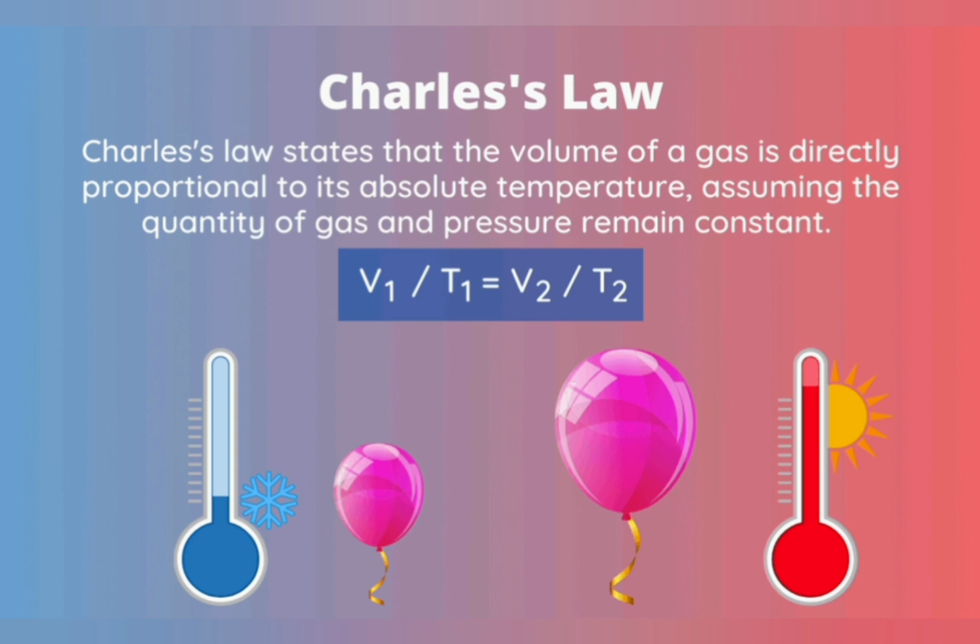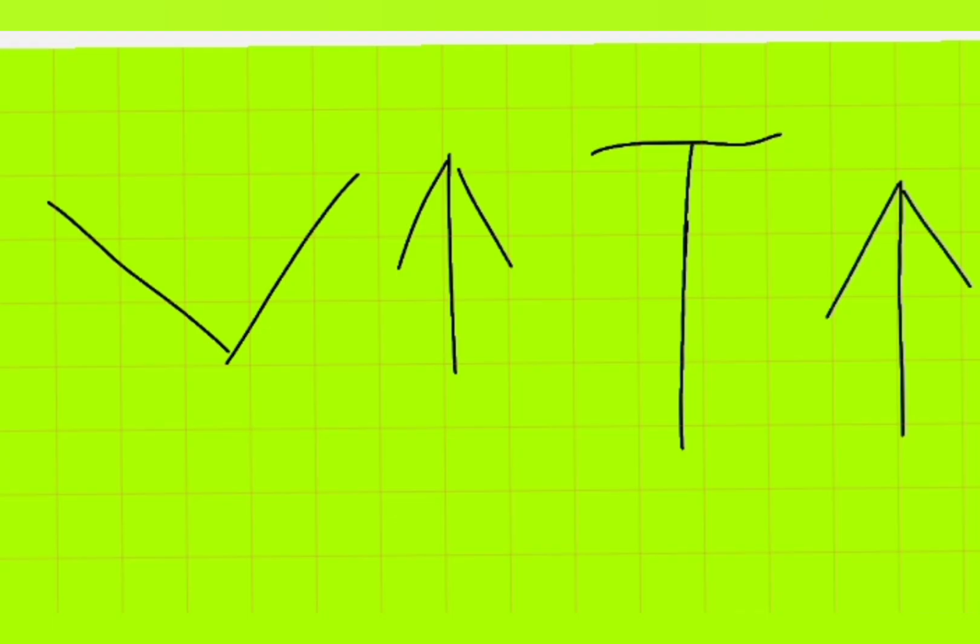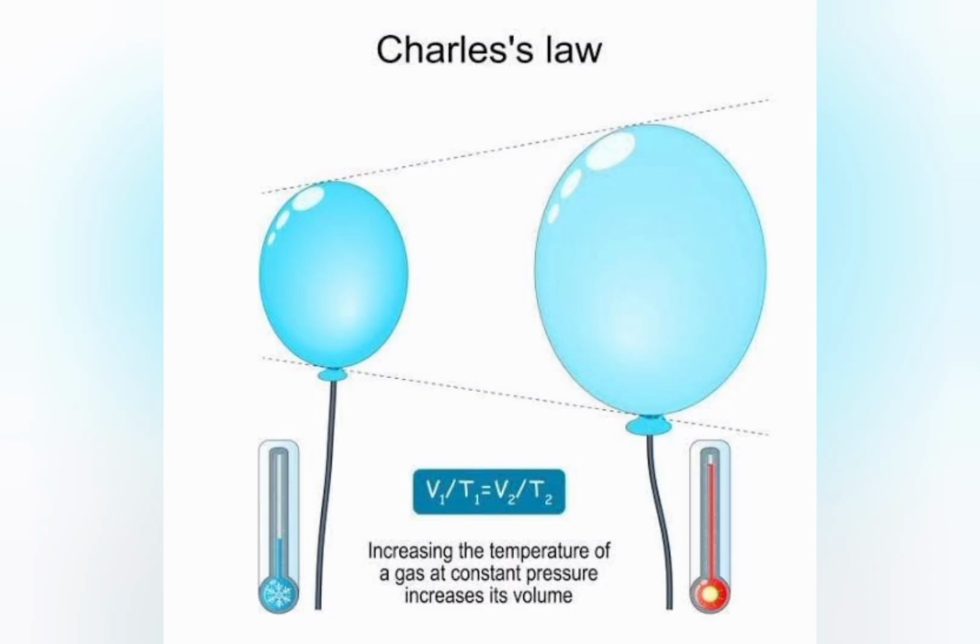This means that when temperature increases, volume increases. And when temperature decreases, volume decreases. A simple example is a balloon. When you place a balloon in a cold environment, it shrinks. When you bring it back to a warm place, it expands again.